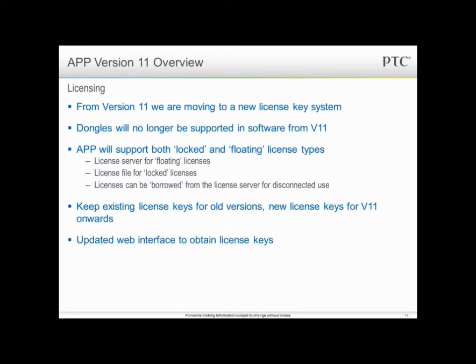A locked license requires it to be tied to a specific machine, so be careful when choosing which license type you want. For version 11, dongles will no longer be supported in the software. What this means is that if you've got an existing dongle, you get to keep that, and you can use that with your previous versions, but from version 11 you'll need to get a new license key. It doesn't cost you anything, you just need to be on maintenance, and you can get hold of that license key from PTC or whoever your support provider is.